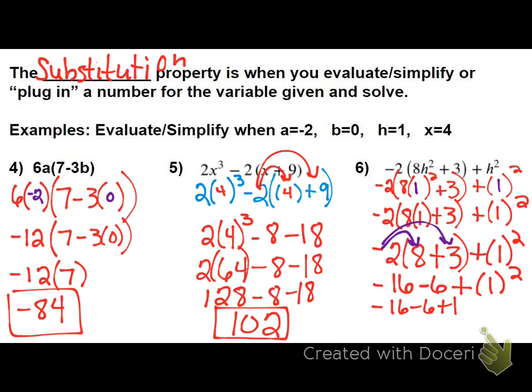Now, Josh, what can I do? Working left to right. So if I'm doing adding, subtracting, whichever comes first, left to right, that means I'm just going to take negative 16 minus 6, which is negative 22. And then negative 22 plus 1 equals -21, and that's going to be my final answer.